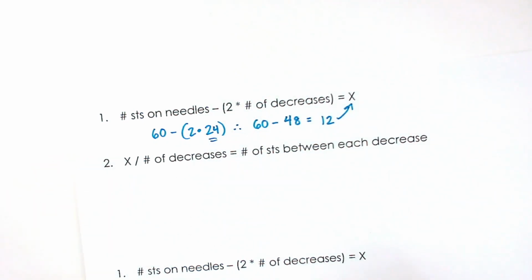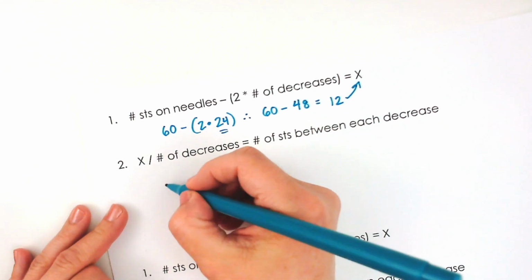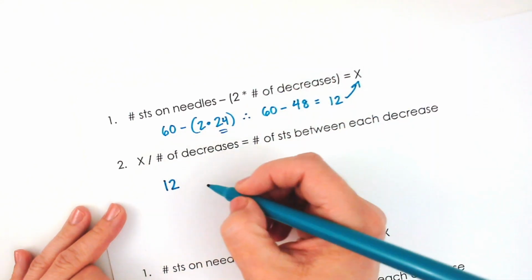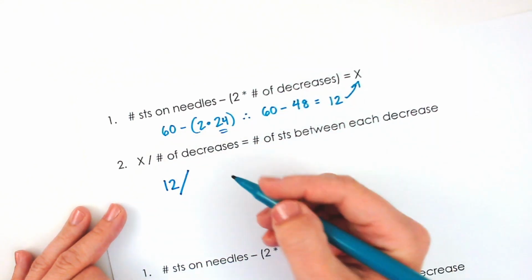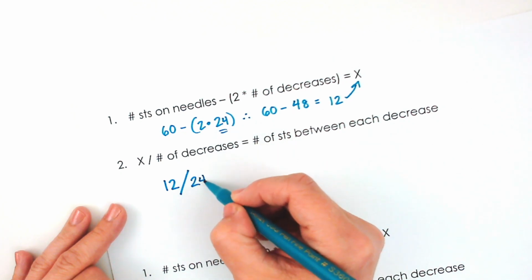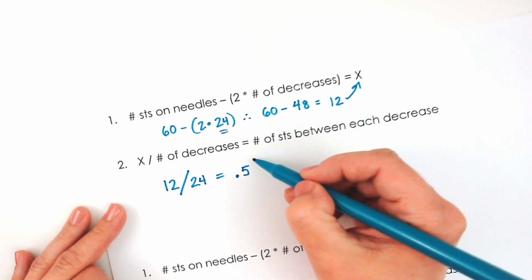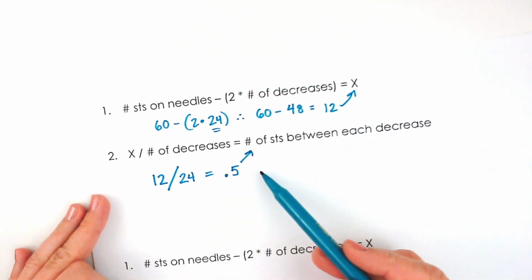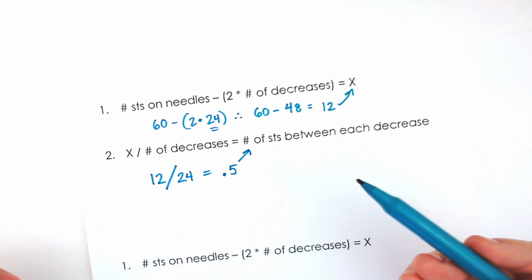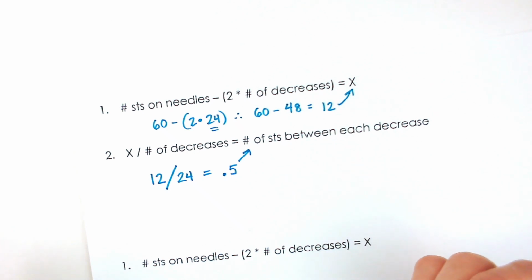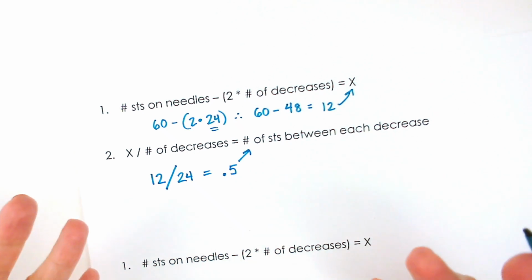Okay, so if we take x, 12, divided by number of decreases, 24, we get a 0.5 as our number of stitches between each decrease. As you know, it's pretty hard to knit half of a stitch. You've got to knit whole stitches.